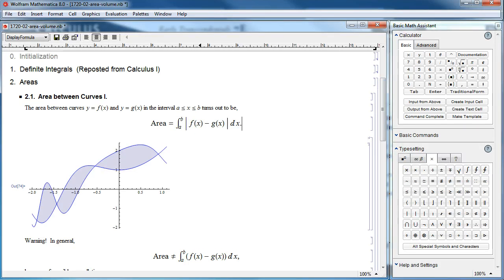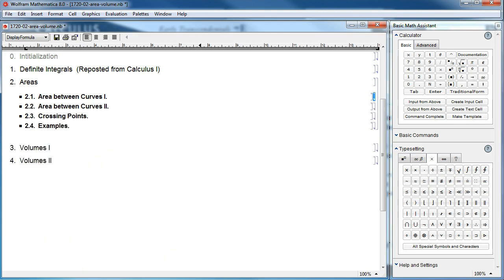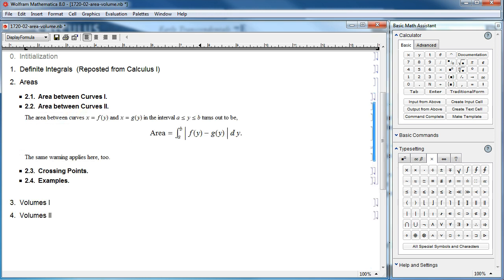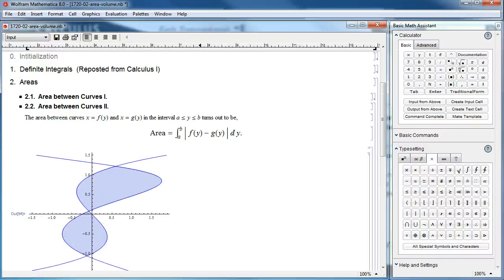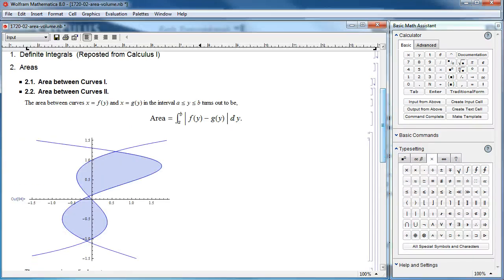Oh, before moving on to crossing points, let me show you another type of example. This time the curves are given as functions of y and the regions are given kind of like these. Is it okay to do that? Yes, it's okay because we are talking about the area, not functions. So x equals f of y, that's perfectly okay.